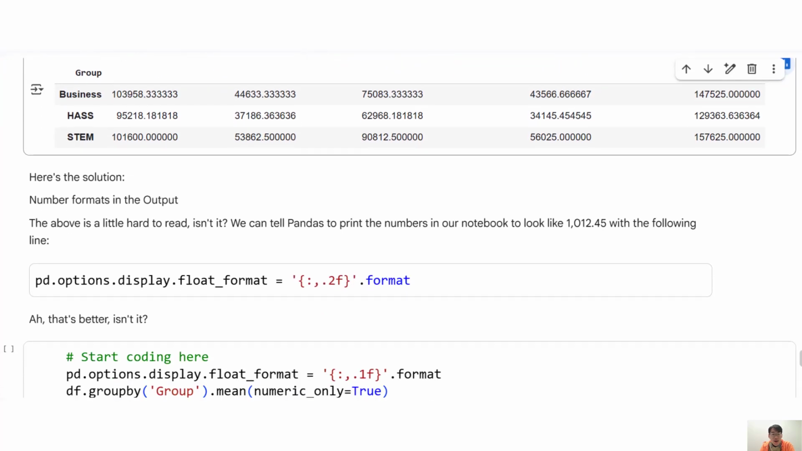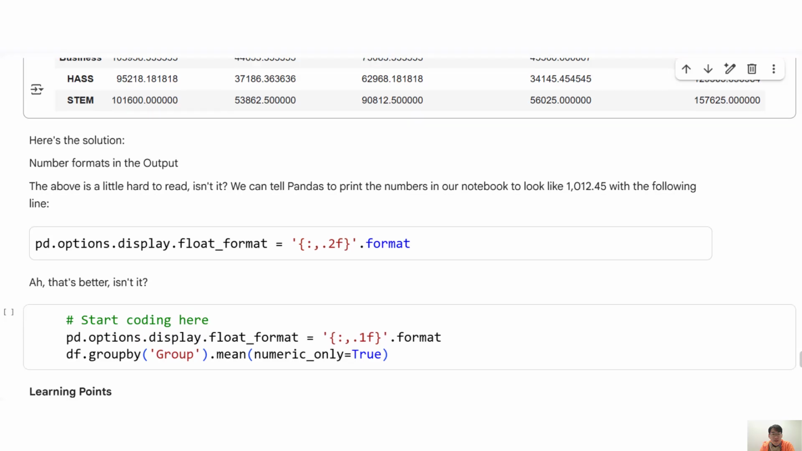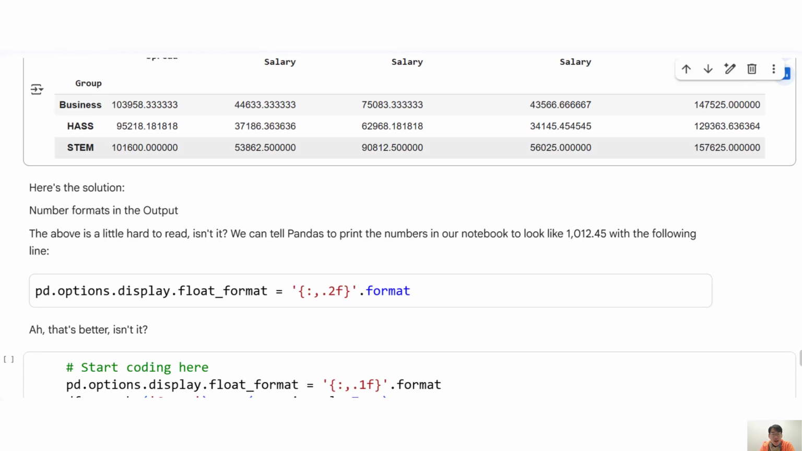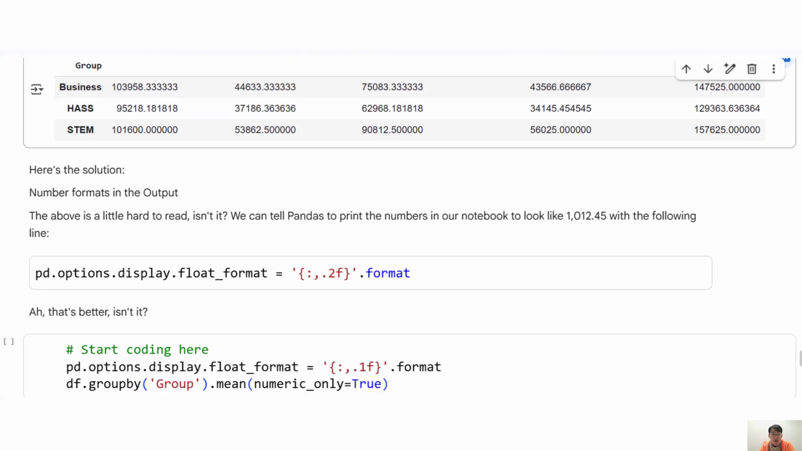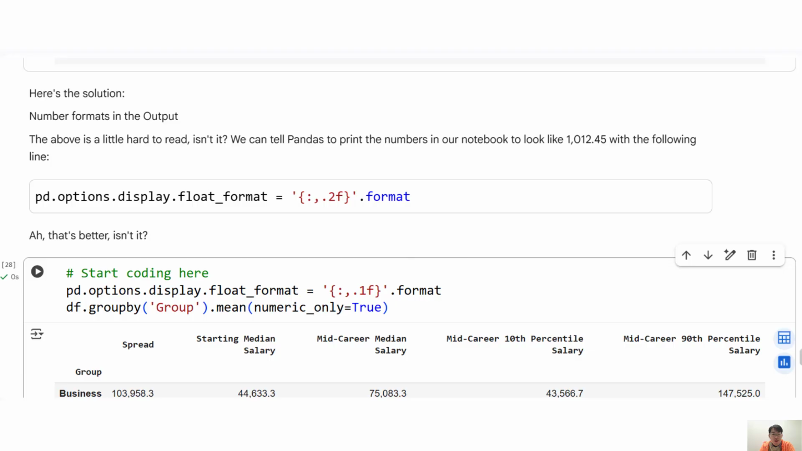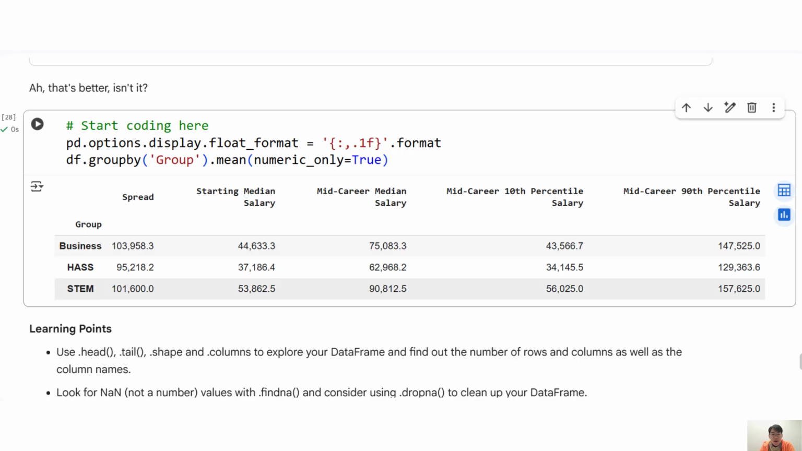Okay, so this is for you to change the format from multiple decimal points to a single decimal point. You can also find it in the documentation. It's not something you should memorize, but it makes your data look prettier.